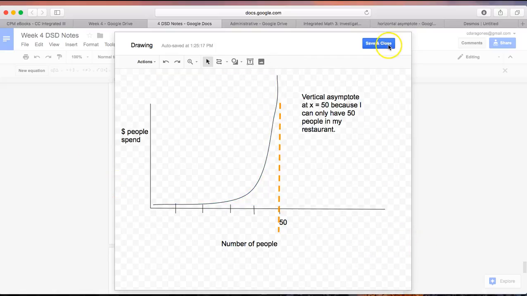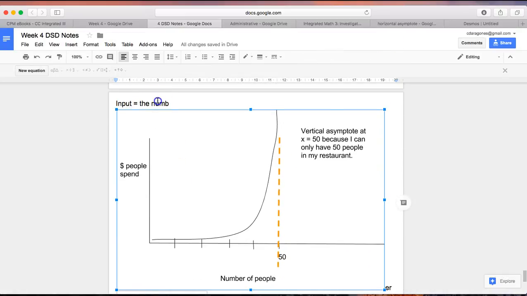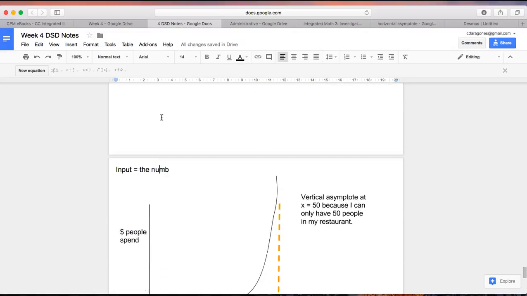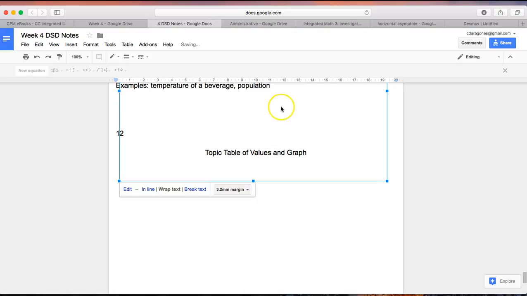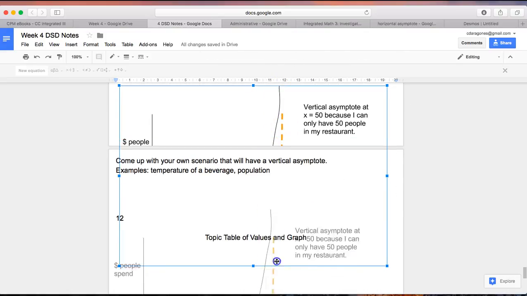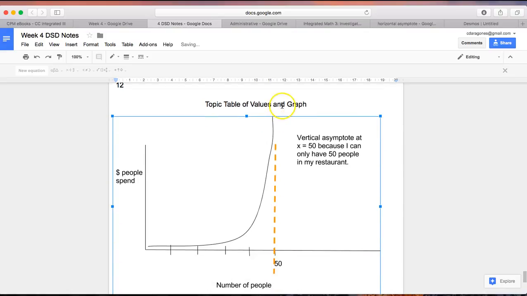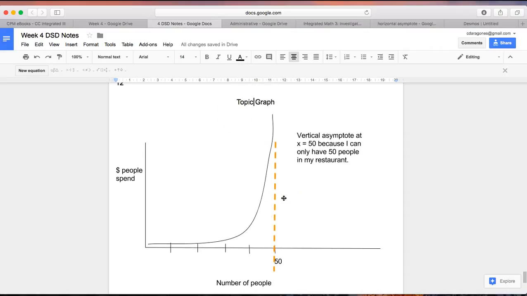Okay, so now you try it with your scenario. Put this below my situation. So you're going to go ahead and create a graph for your scenario. And I'm really sorry, I'm actually not going to have you do a table of values. We're just going to do a topic graph.